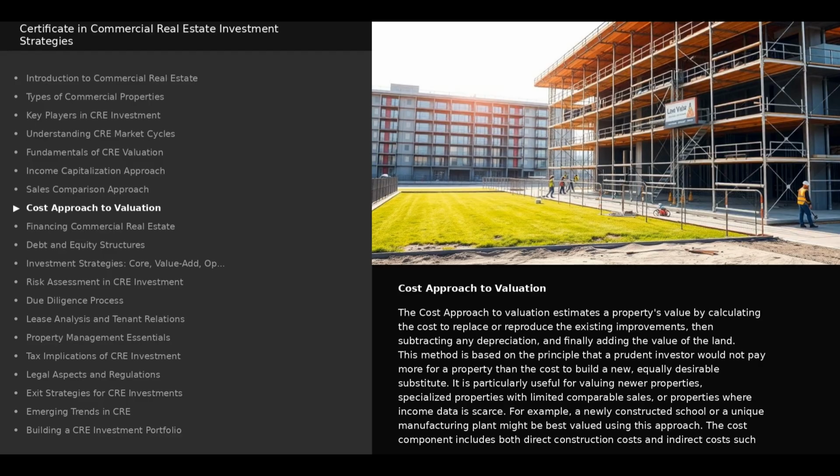It is particularly useful for valuing newer properties, specialized properties with limited comparable sales, or properties where income data is scarce. For example, a newly constructed school or a unique manufacturing plant might be best valued using this approach. The cost component includes both direct construction costs and indirect costs, such as architectural fees and permits.